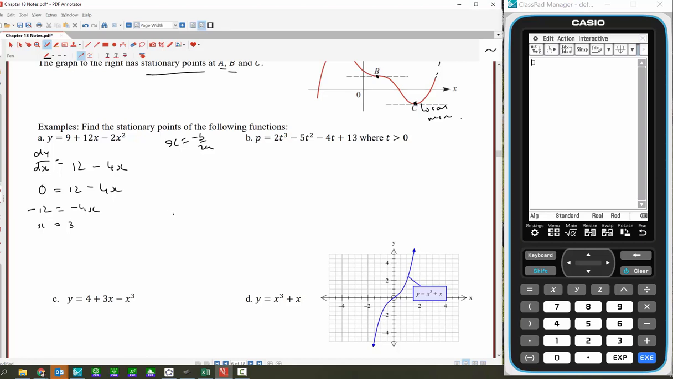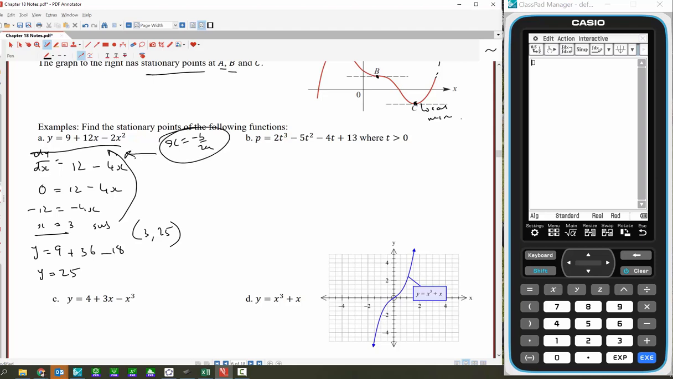Now don't forget that only gives us the x value. We need to actually put that back into the original function to find out the value of y where the stationary point occurs. So we're going to sub that in. Right, so y equals 9 plus 3 times 12 is 36, take away 3 squared is 9, 18, take away 18. So that's going to be 36 take away 9 is 25. So the coordinates of the stationary point are (3, 25). Now again, you can do that with x equals negative b on 2a because that works on parabolas, but it doesn't work on cubics because we've got no real mechanism for finding the stationary points of cubics. So this time around we have to use calculus.